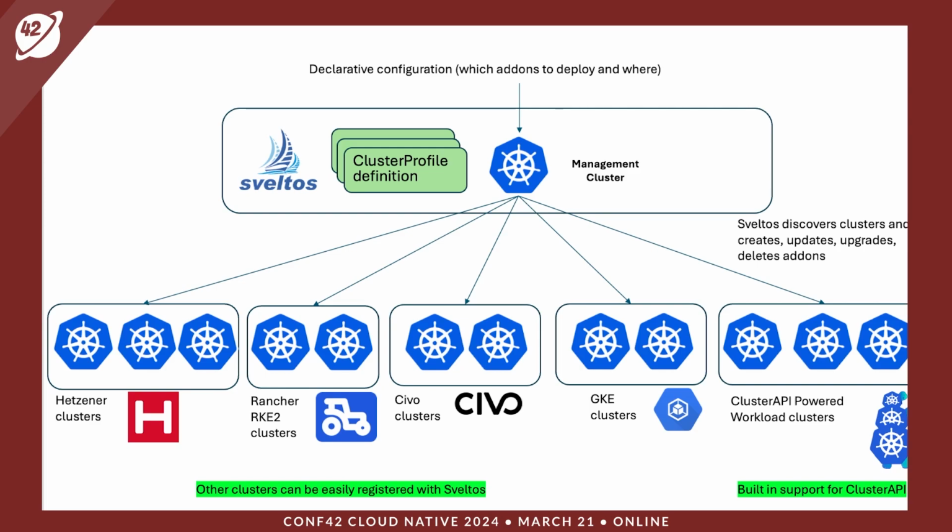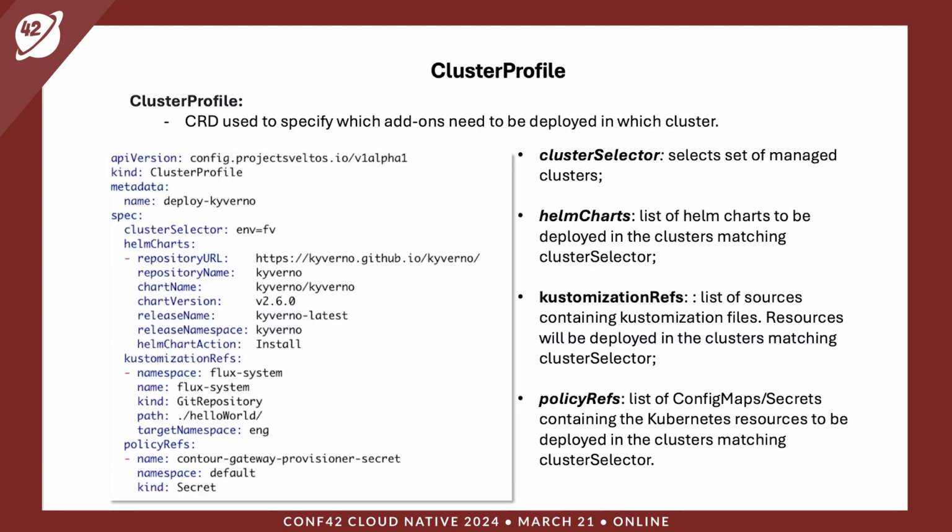But then you can have any other type of cluster: GKE cluster, Civo cluster, Rancher, Hetzner, any type of clusters. You can easily register them to be managed by Sveltos. The only thing that Sveltos requires is that there is network connectivity from the management cluster to the cluster that you want to be managed by Sveltos.